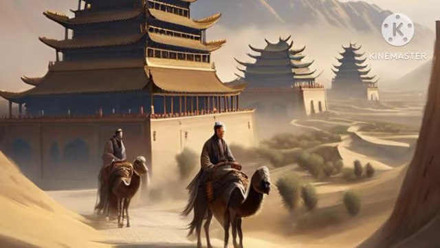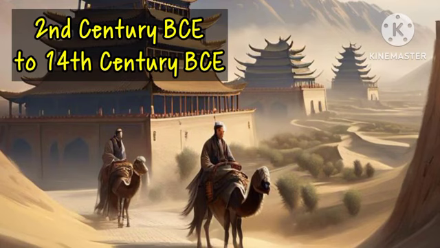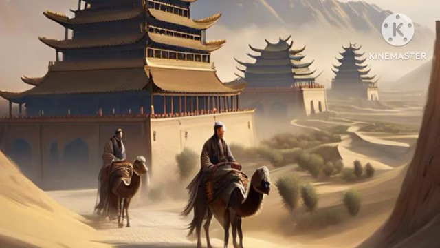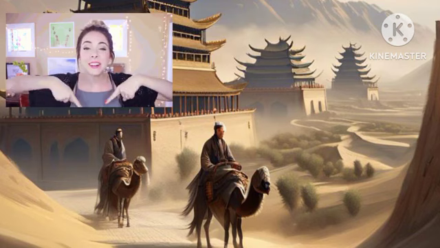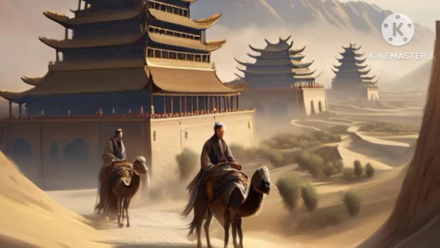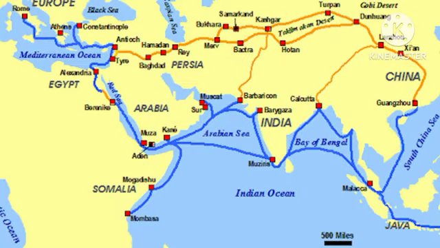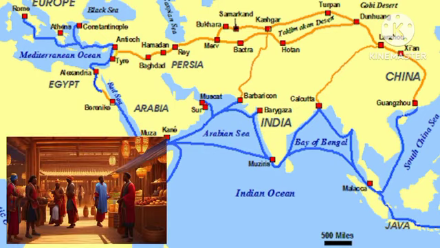It played a crucial role in the development of civilizations and the global economy from around the 2nd century BCE to the 14th century. The Silk Road was not a single route, but a complex web of interconnected routes that stretched across Asia, connecting China with the Mediterranean and beyond. The name Silk Road originates from the lucrative trade in silk that flourished along these routes.